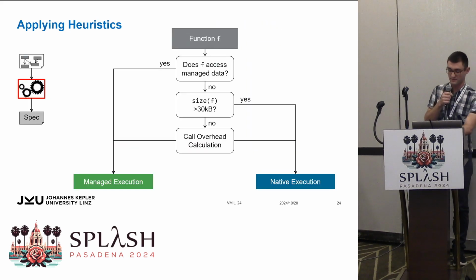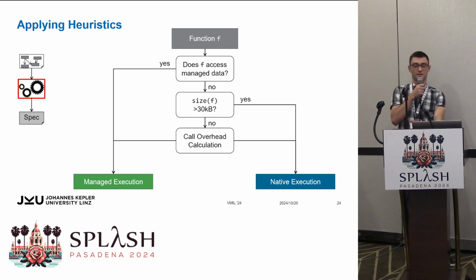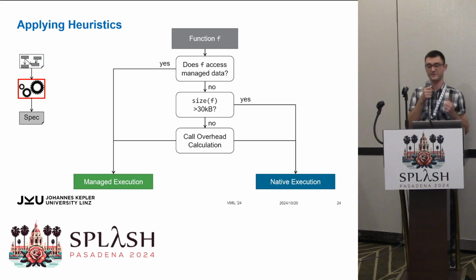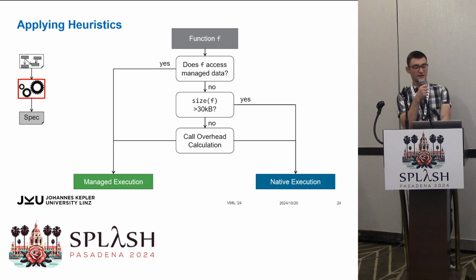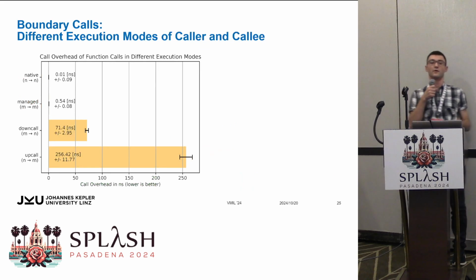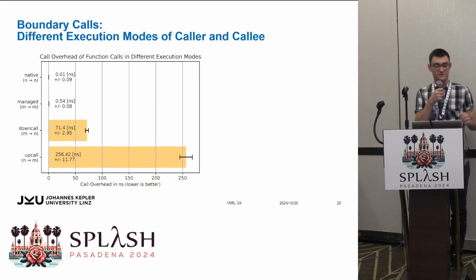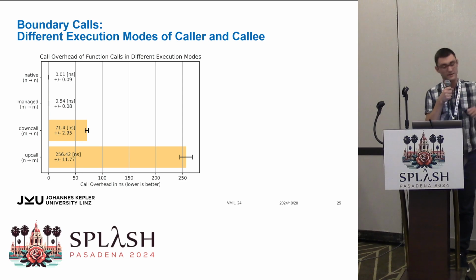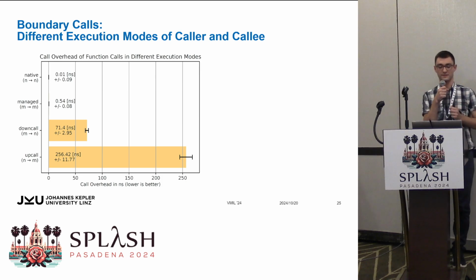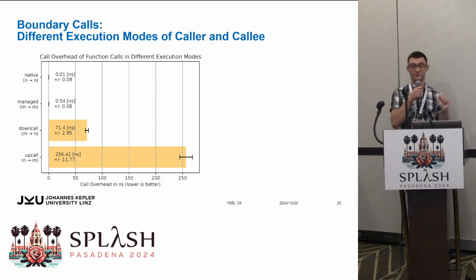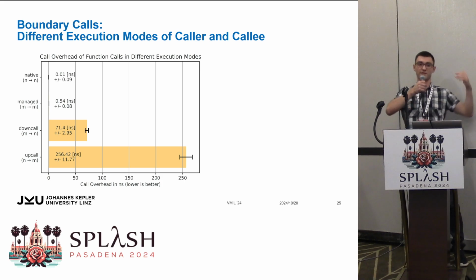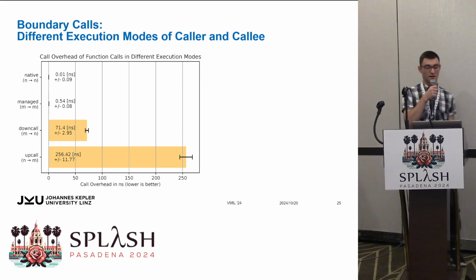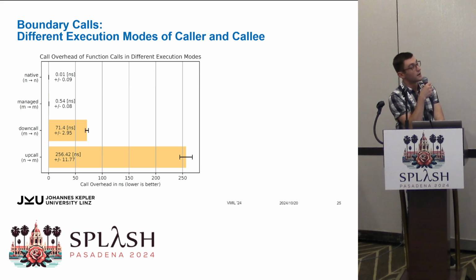So this was the second criterion. And then we still have some functions. Only the large functions are set for native execution, and the smaller functions are still not determined. For these functions, we take a look at the call overhead. When a native function calls a native function, or a managed function calls a managed function, the 2 top cases here, you see that there is roughly no call overhead. However, when we change the execution mode, there are settings in the runtime that have to be set, and especially when you do a so-called up call, so when a native function calls a managed function, we have a very high overhead here, which cannot be neglected.